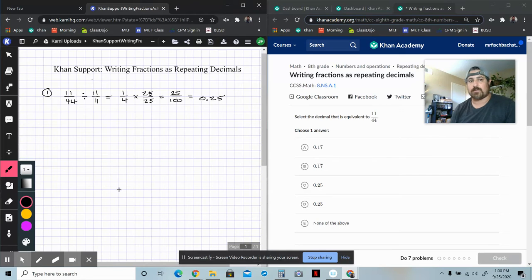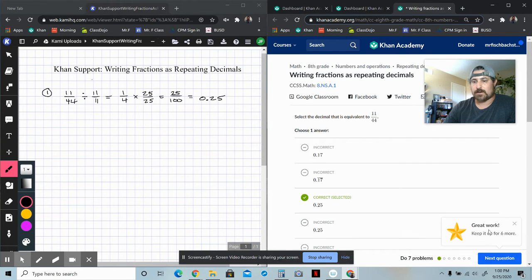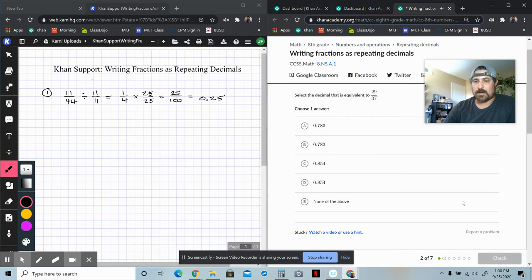So this is not a repeating decimal. This is just a terminating decimal. So this was a trick question, I guess. And you just go to C, which is 0.25 terminating decimal, and you're done. Okay? And then the next one.